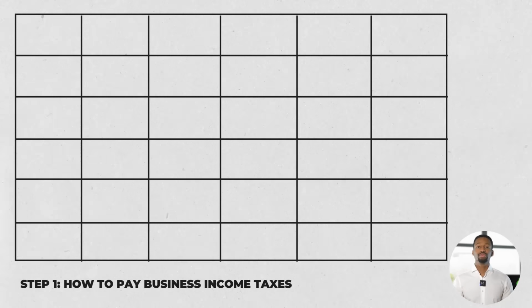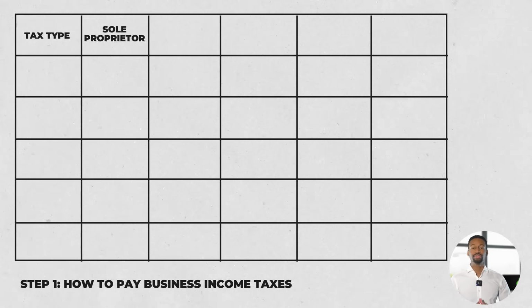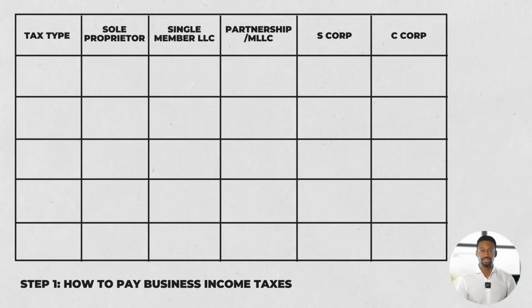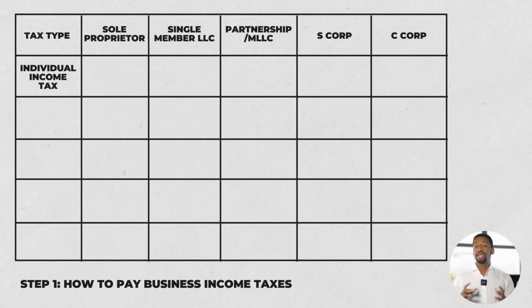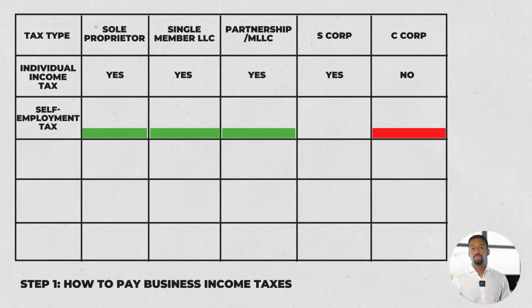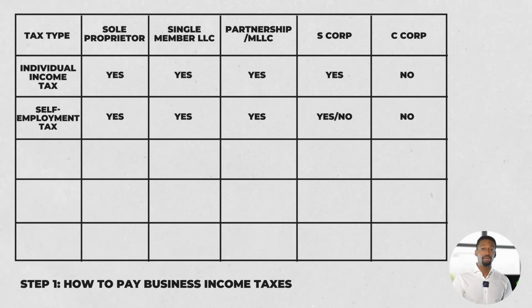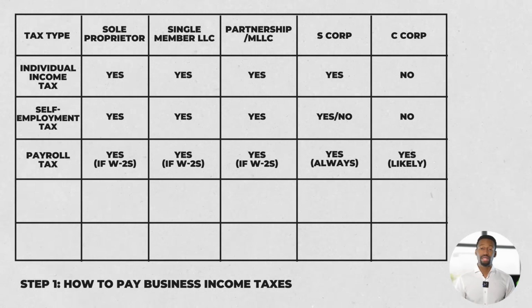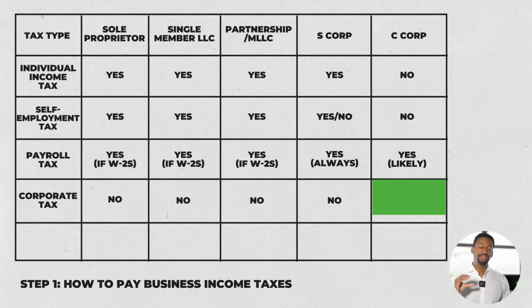Step 1, I'm going to go through the type of taxes subject to sole proprietorship, single member LLCs, partnership LLCs, S corporations, and C corporations. When it comes to individual income taxes, everyone pays it except for C corporations. With self-employment taxes, S corporations can avoid some of them, not all, but some, and C corporations avoid them altogether. The next type of tax are payroll taxes, and this applies to every business that has W-2 employees and always applies to S corporations since owners must pay themselves a reasonable salary. And the corporate tax rate, of course, only applies to C corporations.